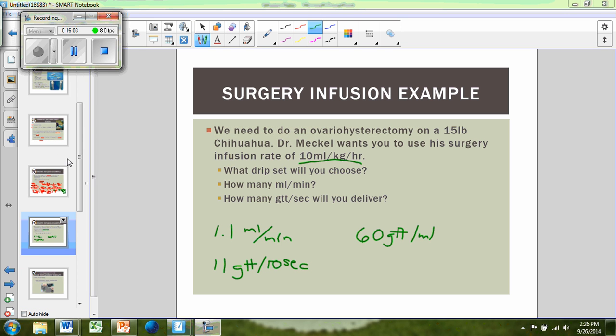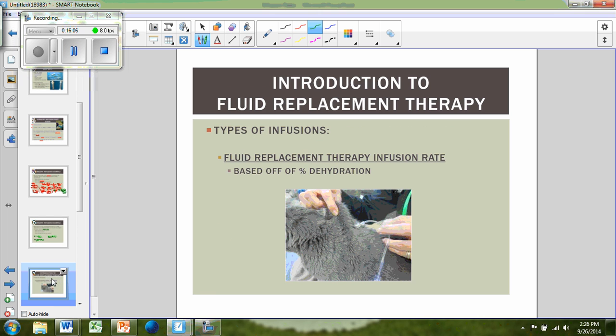Okay, so let's move on to fluid replacement therapy. So an introduction to fluid replacement therapy, it's pretty simple. Fluid replacement therapy is exactly what it sounds like. You are replacing fluids into an animal that is perhaps dehydrated because of stress or trauma or just regular old dehydration. So when we are calculating fluid replacement therapy, we are basing it off of percent dehydration. So your doctor will tell you what percent dehydrated this animal is, and that is how you are going to figure out the amount of fluids to give to this animal.